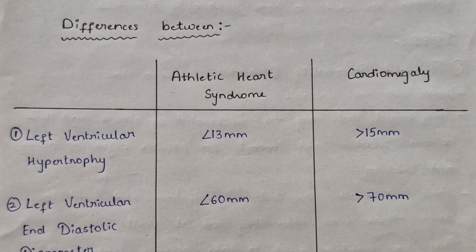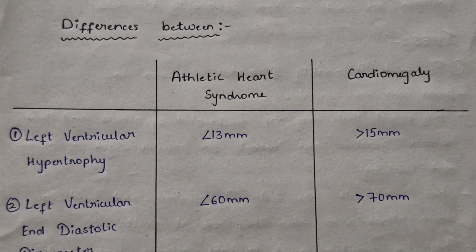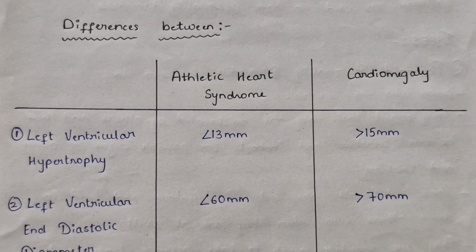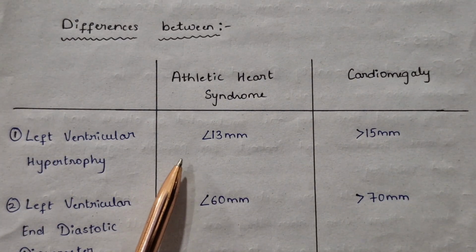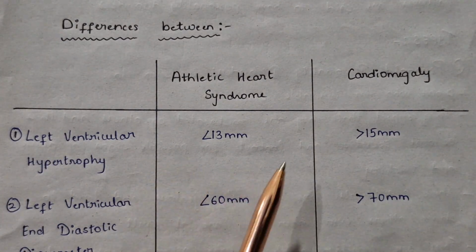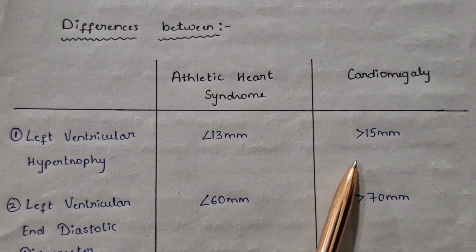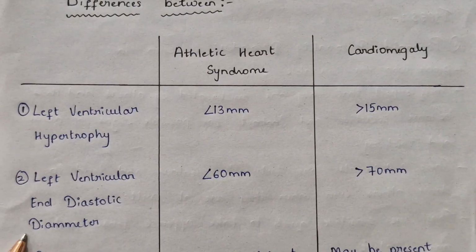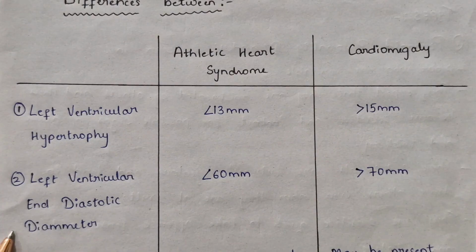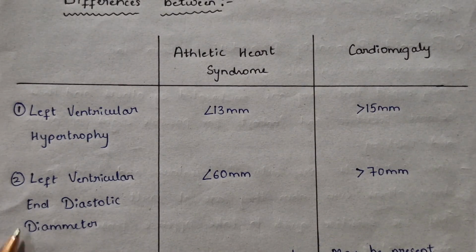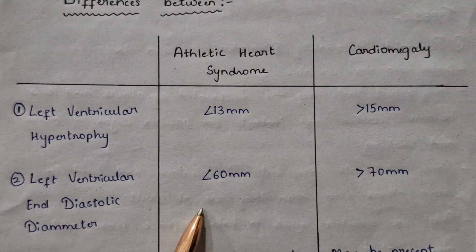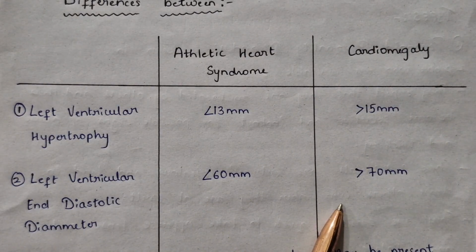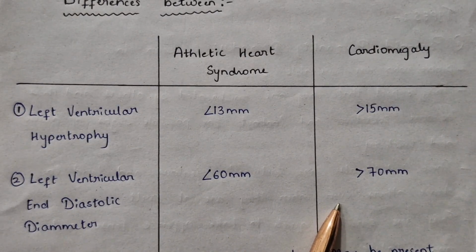Let's see the differences between athletic heart syndrome and cardiomegaly. The first parameter is left ventricular hypertrophy. In athletic heart syndrome, it is less than 13 mm. In cardiomegaly, it is more than 15 mm. The second one is left ventricular end diastolic diameter. In athletic heart syndrome, it is less than 60 mm. In cardiomegaly, it is more than 70 mm.